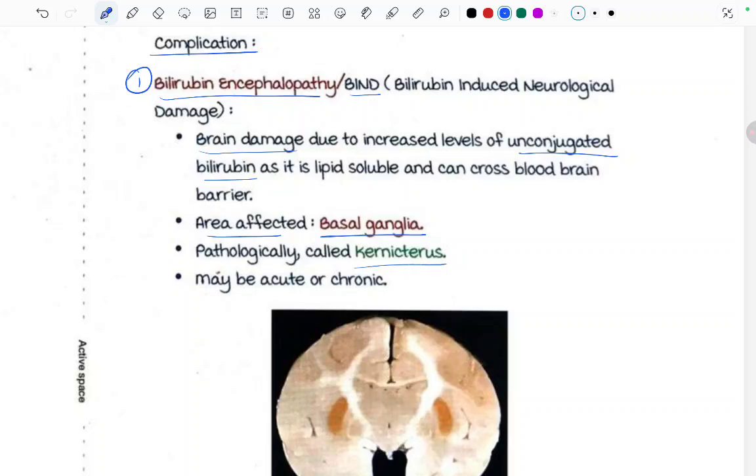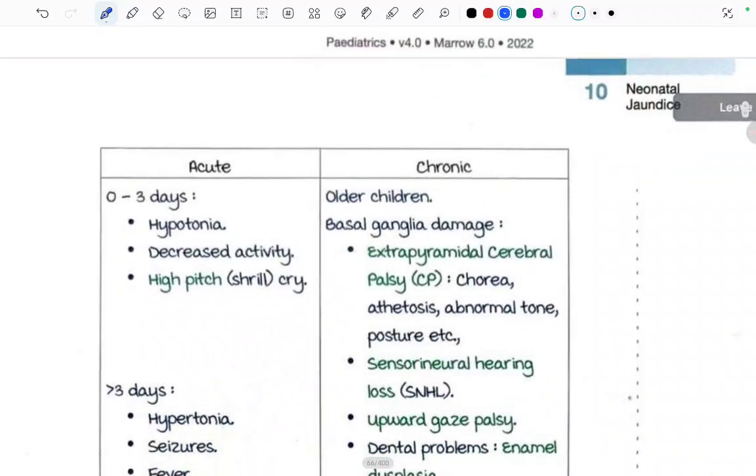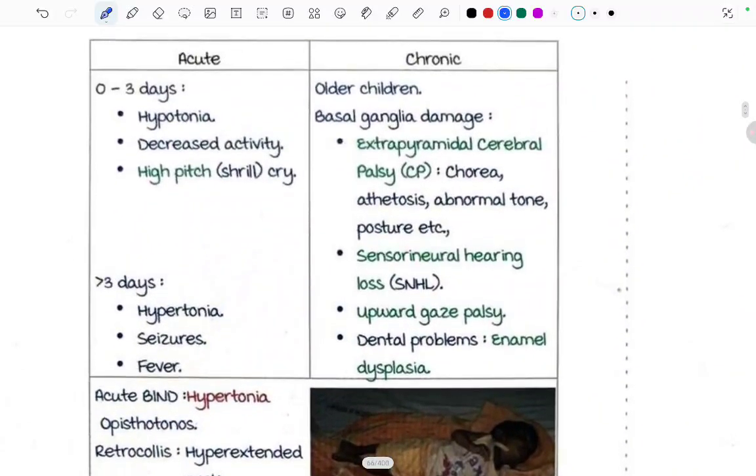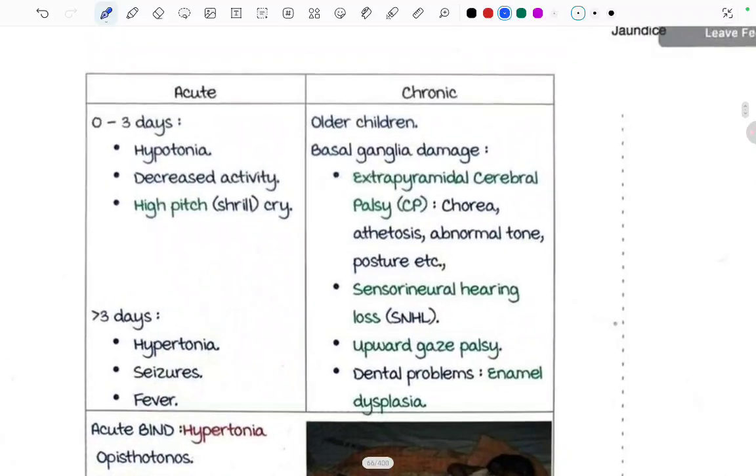So due to this increased unconjugated bilirubin, it is getting deposited in the basal ganglia, causing kernicterus, and it may be acute or chronic. We can see the yellowish deposition in the basal ganglia. Now let's see the difference between acute and chronic. We are reading about this bilirubin encephalopathy. The acute one occurs in 0 to 3 days.